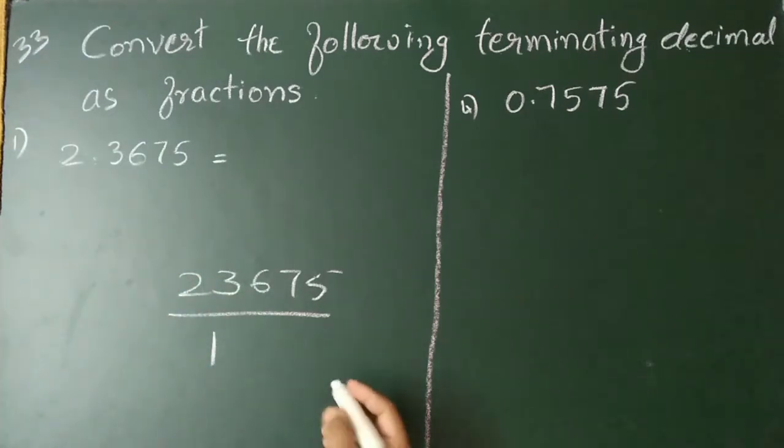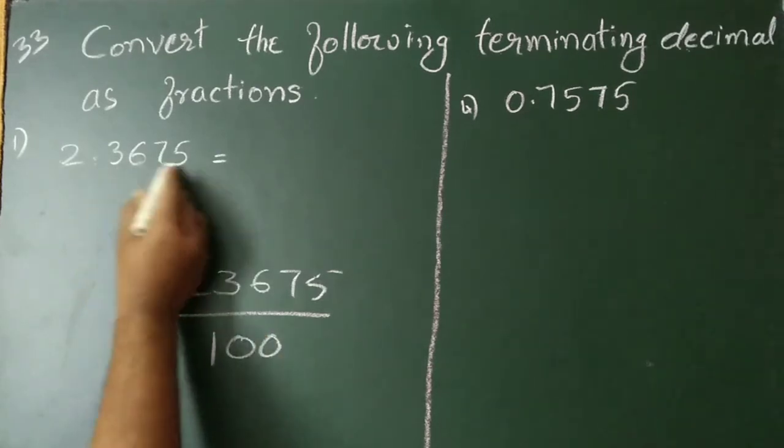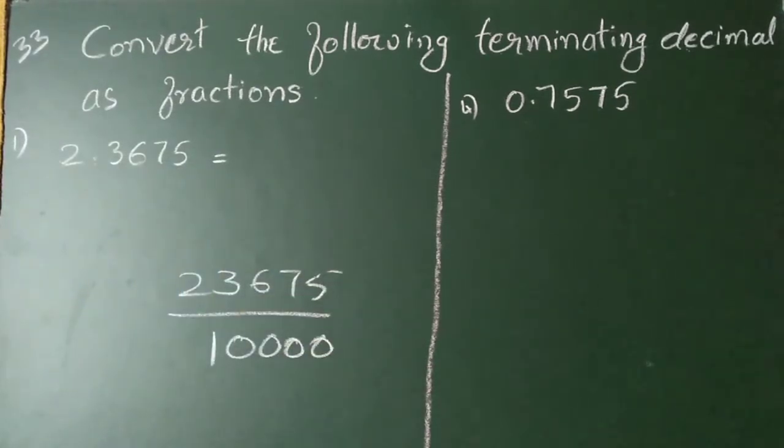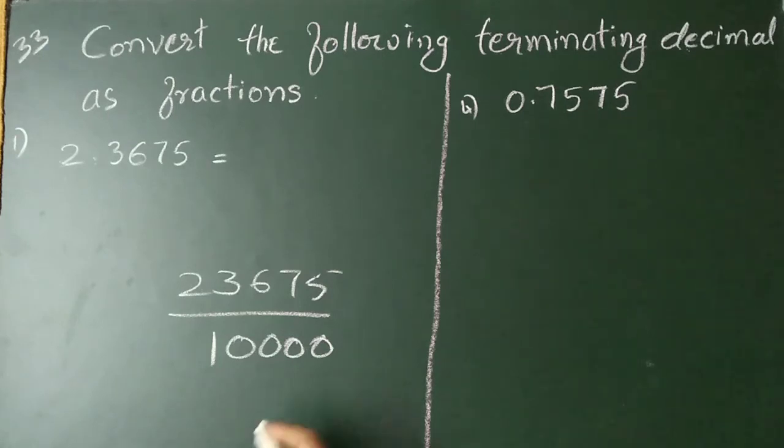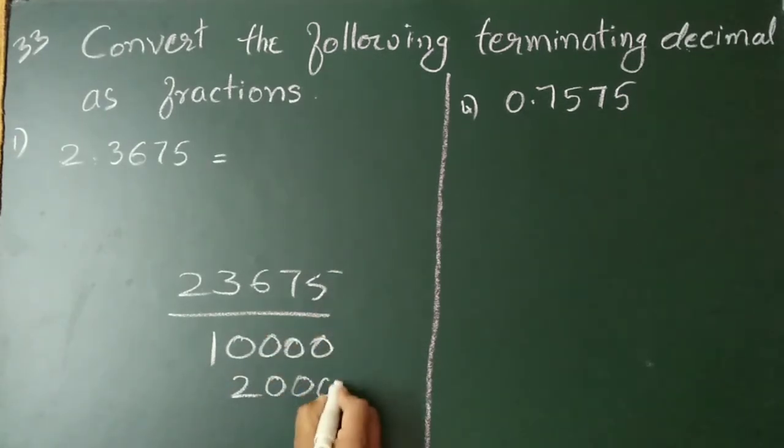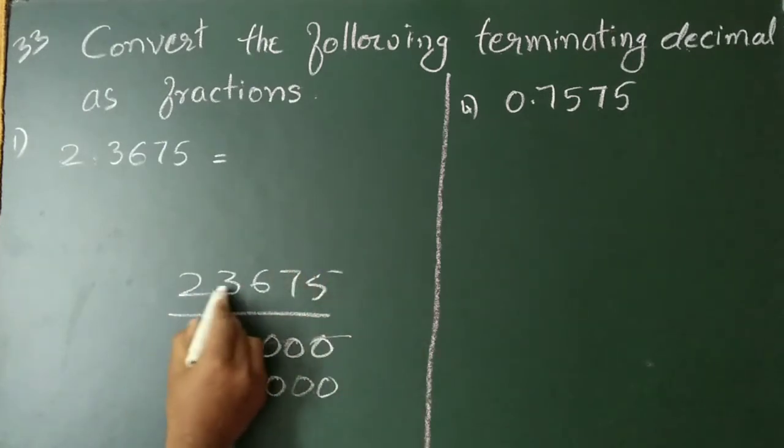That many zeros. Here 1, 2, 3, 4 digits are there, so I kept 4 zeros. Here the last digit 5 and the 0, so surely this fraction will go with 5. So I am dividing by 5. 5 2s are 10, then 0, 0, 0. Cut. Now here the 23.